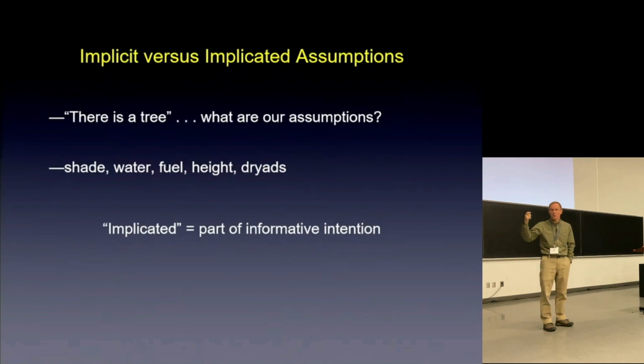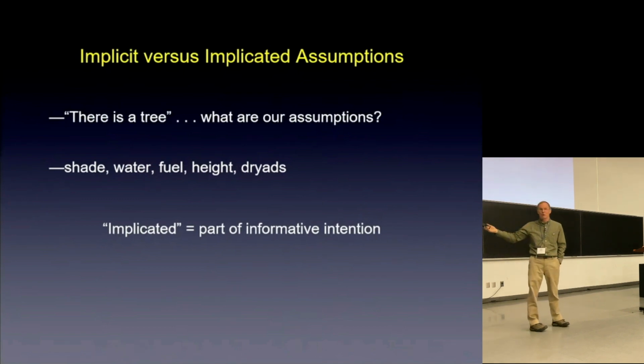I might be drawing upon the assumption about shade, about water, about height, or if we're living in the world of Narnia, I might be drawing on the assumption about dryads living in trees. So that's the difference between what's implicit, anything that's accessible in our encyclopedic entries of our minds, and what am I actually implicating as I'm trying to communicate with you? That's the crucial issue that relevance theory brings to the fore as we can think through a little more carefully what we mean by this phrase, accommodation.